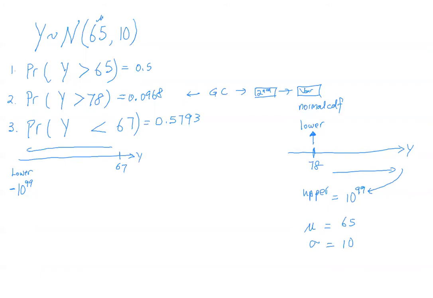Hello? Okay, now, 4. If I give you the probability of Y more than a number k is equal to 0.621, I want you to find the value of k.